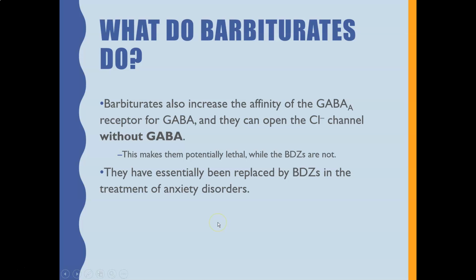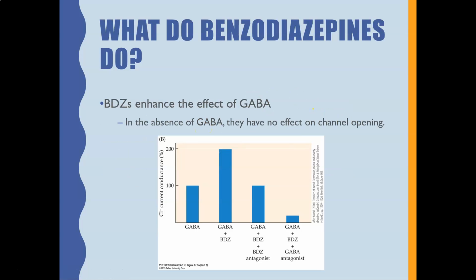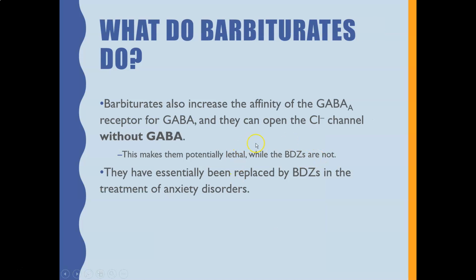So what about barbiturates? They also increase the affinity of the GABA A receptor for GABA, and here's what's critical. Benzodiazepines don't do anything if there's no GABA. So they need GABA to be able to affect chloride channels opening. What makes barbiturates much more lethal is that they can open the chloride channel without GABA. So we get increased likelihood of depression and at larger doses, coma and death. Benzodiazepines can't do this.